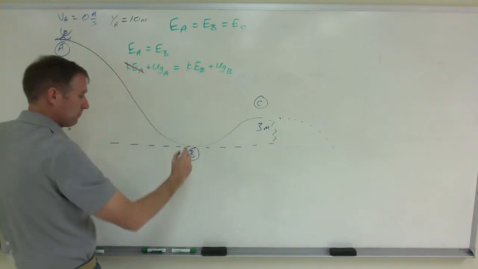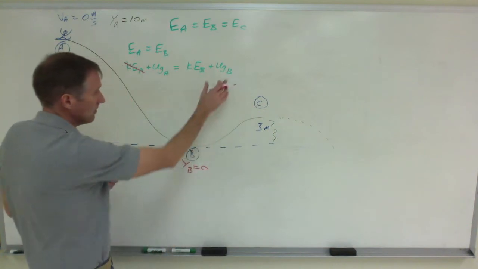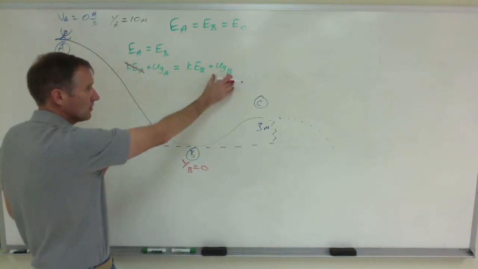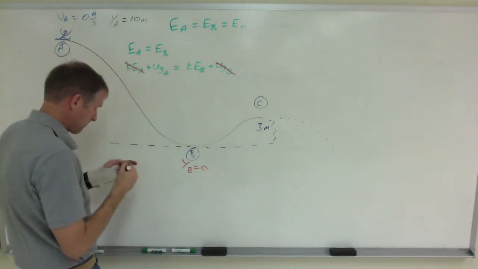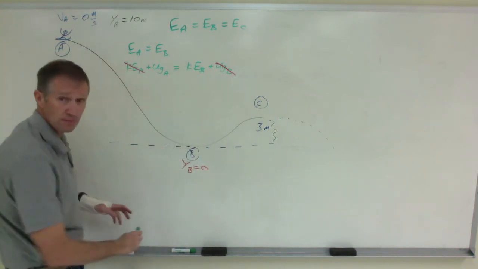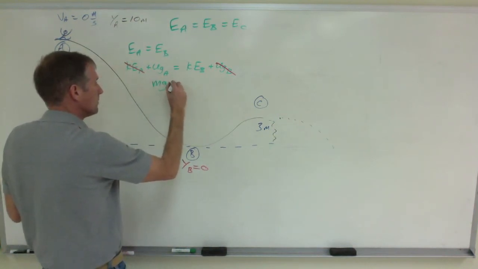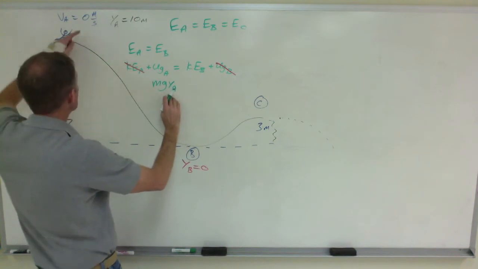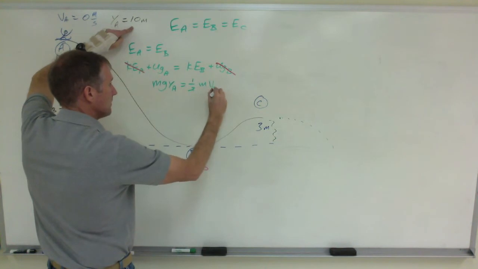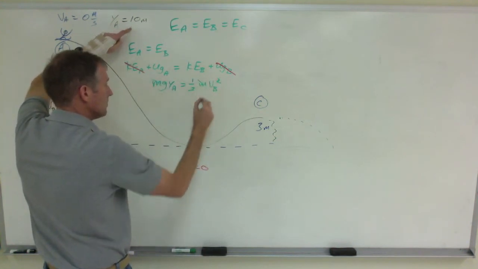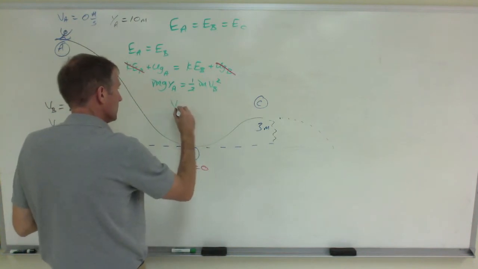At the bottom, at B, it has no height, and the energy of height is gravitational potential energy. It doesn't have any because it has no height. So that simplifies the equation. This is mass times g times that position, 10 meters. This is 1/2 m v_B squared. Notice that the mass cancels. And then solve for the velocity at B.